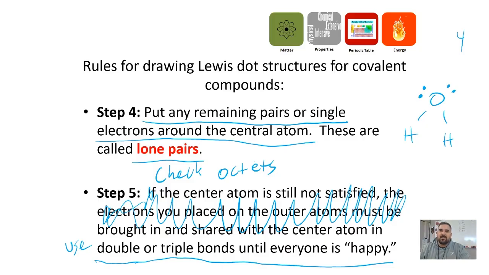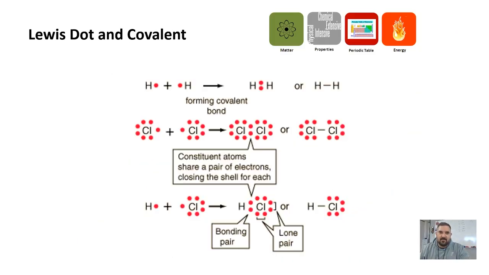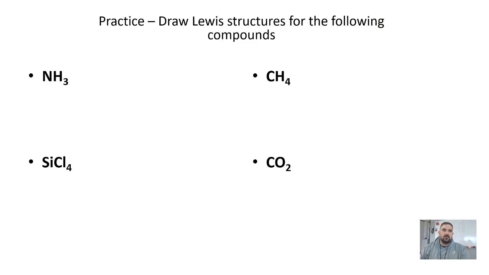All right, so let's go ahead and move on to some practice. Okay, so here's our first one. I'm gonna go through these in order. So step 1 says we're gonna count up the total number of valence electrons. So nitrogen has 5. Hydrogen times 1 has 1 times 3, because we have 3 hydrogens. So that's gonna be 3 plus 5, which gives us 8 total valence electrons.